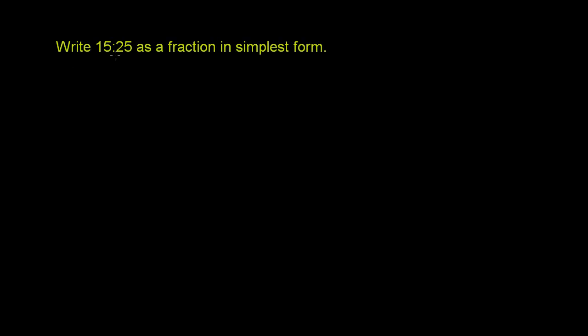Write 15 to 25 as a fraction in simplest form. So 15 to 25 is just a ratio, and we can write it. So they've given us 15 to 25. And you could write this ratio as a fraction, as 15 over 25.